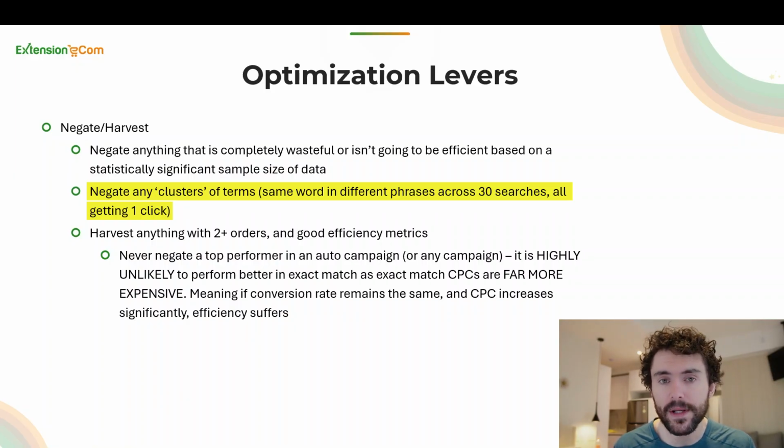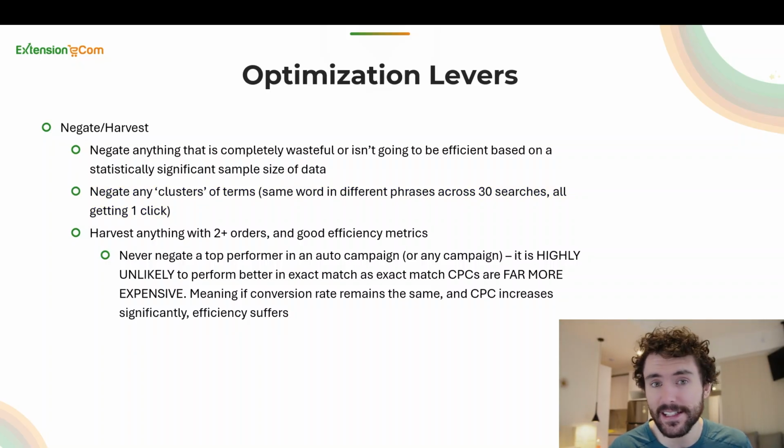Now be very careful when adding negative phrases, because if you use negative phrase on the wrong thing and it's generating sales on other search terms and it's really efficient, you could hurt your account. Then the other thing you want to do is harvest anything with 2+ orders and good efficiency metrics. And you want to take those and you want to put them into other campaigns, right? So you can put them in exacts, phrases, product targeting, but just don't negate any top performers in auto campaigns or any campaigns. It is highly unlikely to perform better in other campaigns.